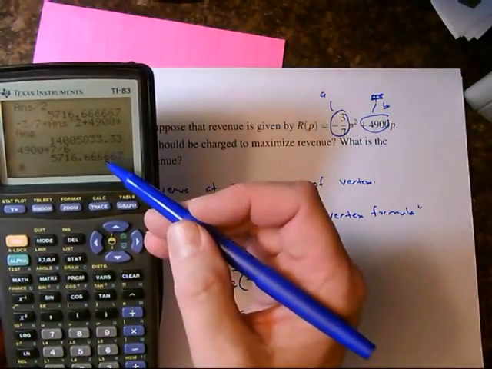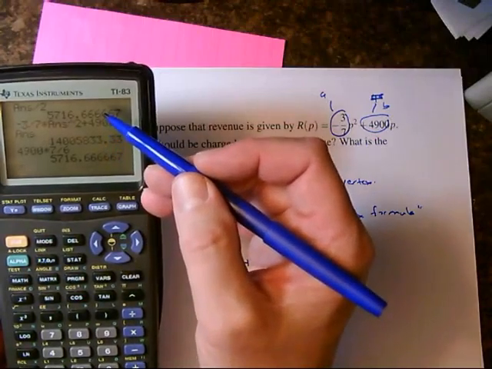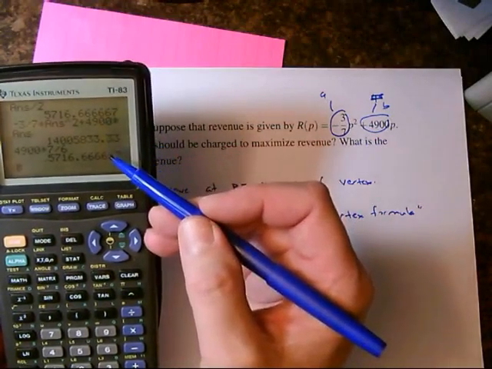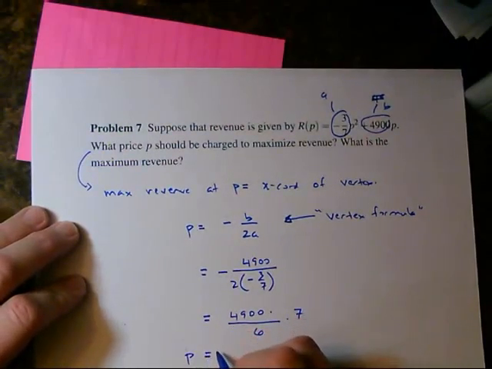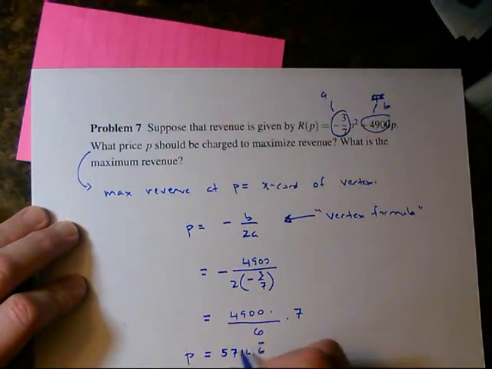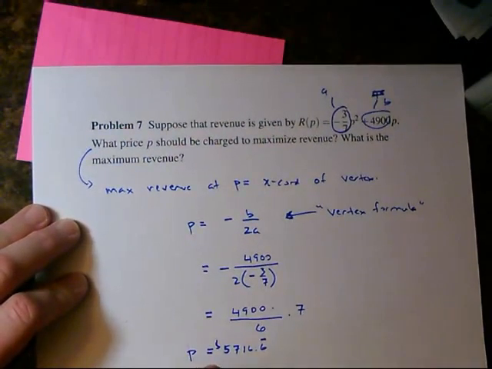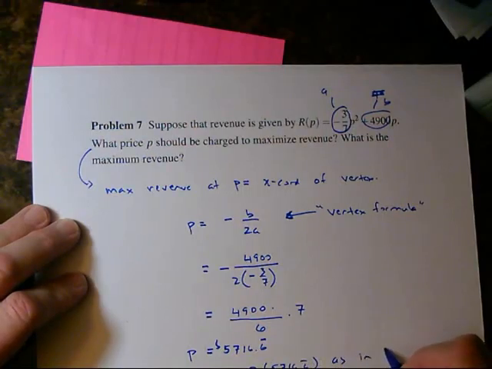And I get the exact same number here that I had for P on the previous page. So P equals 5716, 6 is repeating. Then you do R of P equals R of 5716, 6 is repeating as in the last page.